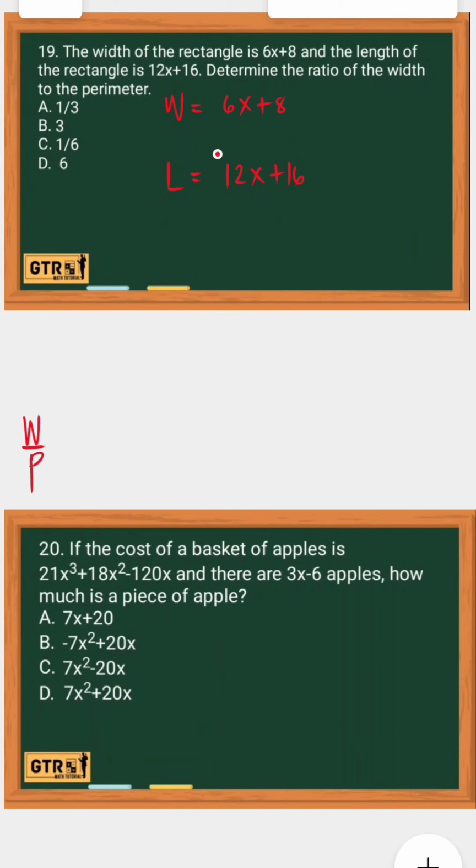So let's solve for the perimeter first. The perimeter is equal to two lengths plus two widths. So therefore, we just add: two times 6x plus 8, plus two times 12x plus 16. Okay? We just add them, two of each. So therefore, the perimeter is equal to 2 times the width, so 6x plus 8, plus 2 times the length, so 2 times 12x plus 16.